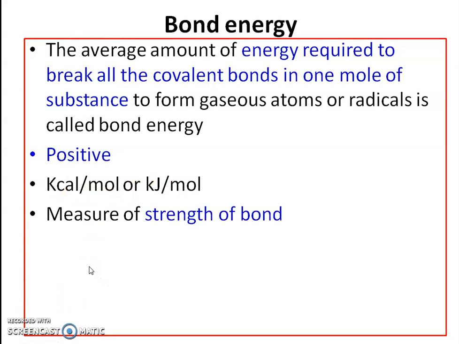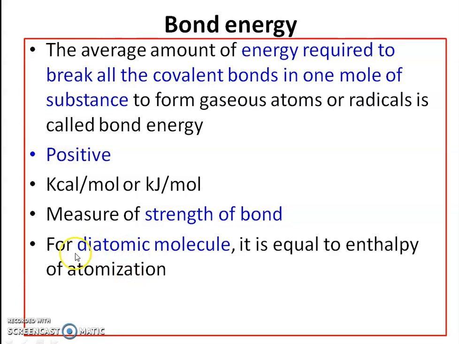Okay, so this bond enthalpy or bond energy is a measure of the strength of a bond. Greater the strength, greater is the bond energy, and vice versa. So just by knowing bond energy or bond enthalpy, it is possible to know about the strength of that particular covalent bond.